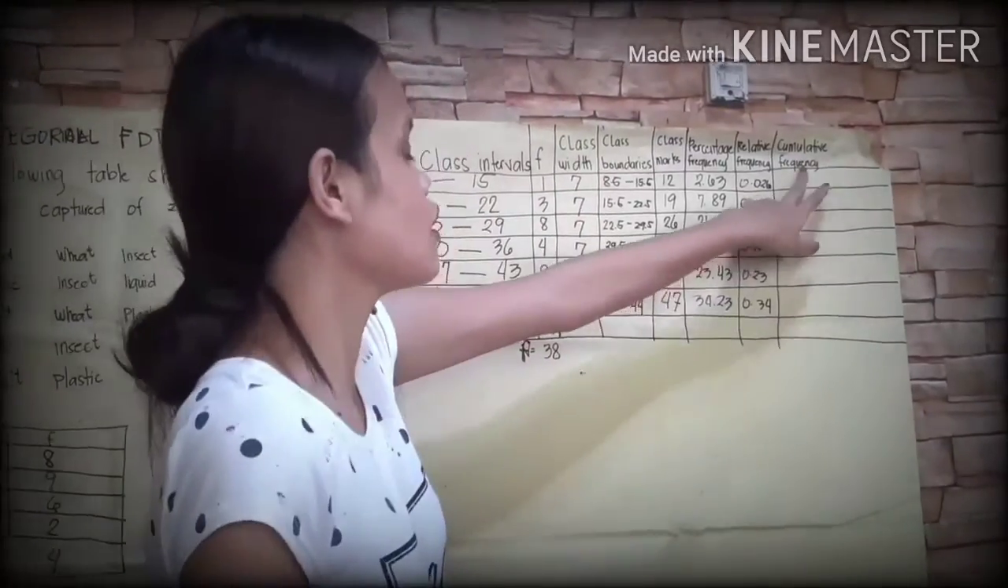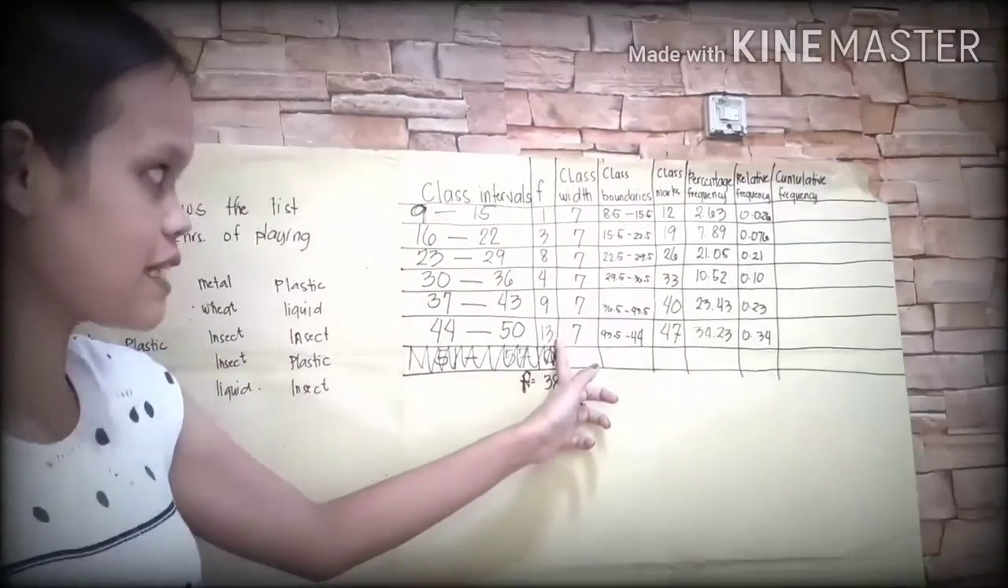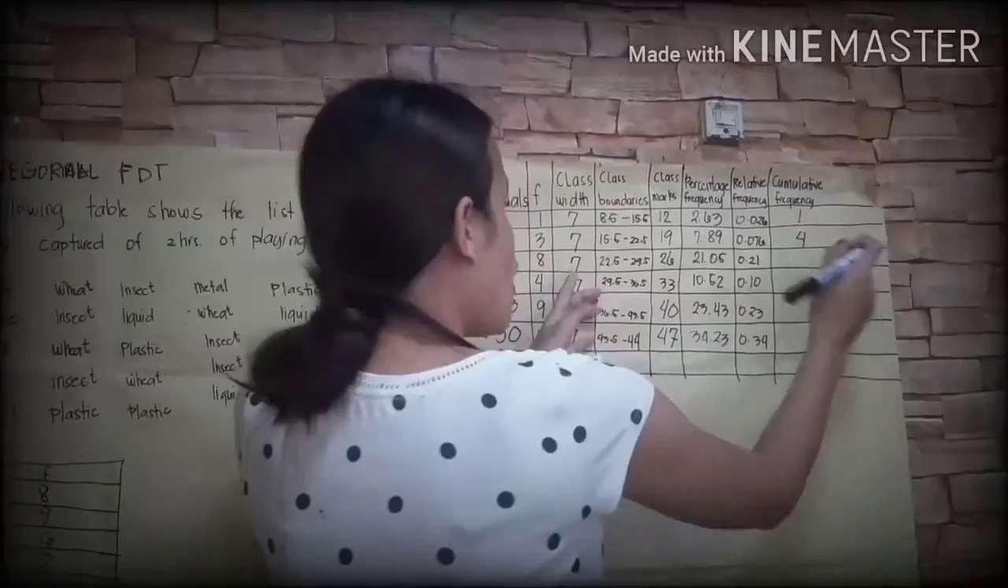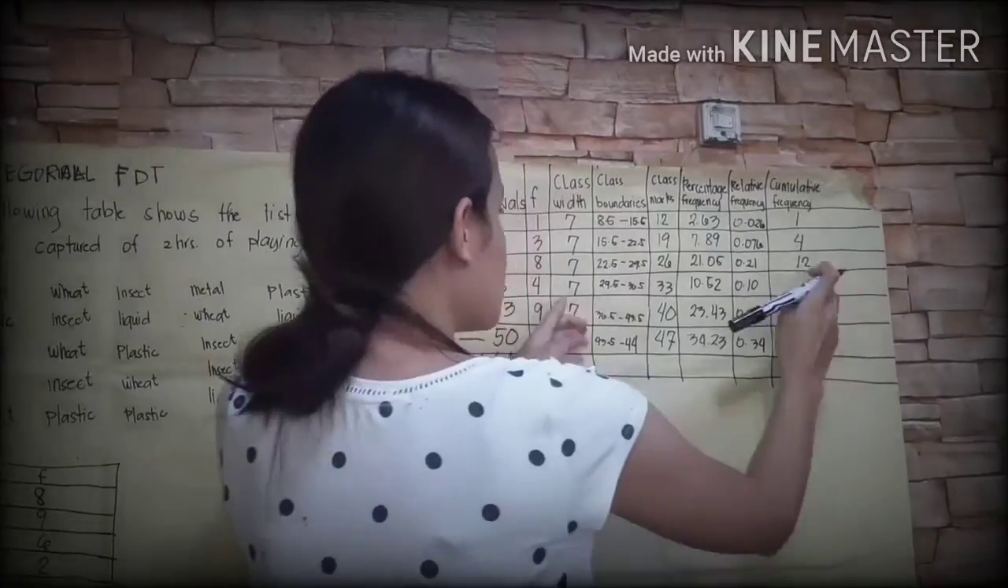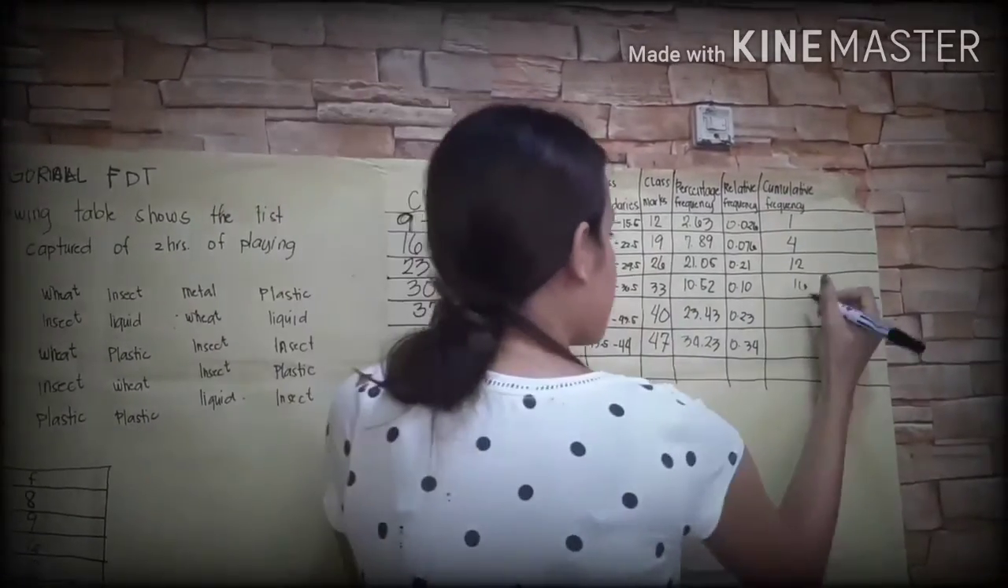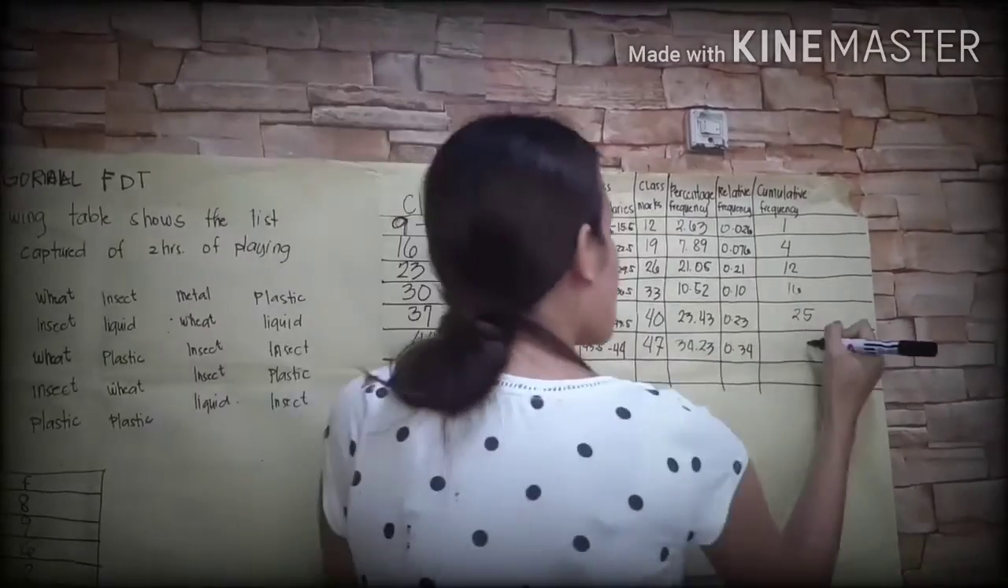In the cumulative frequency, you're just going to add your frequencies. So first here, the frequency is 1. And 1 plus 3 equals 4. 4 plus 8 equals 12. 12 plus 4 equals 16. 16 plus 9 equals 25. And 25 plus 13 equals 38.